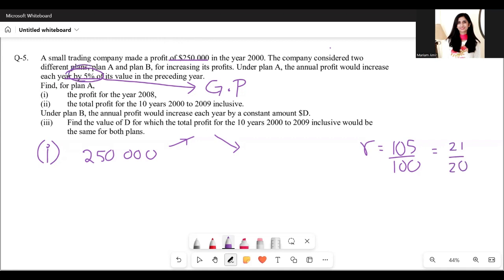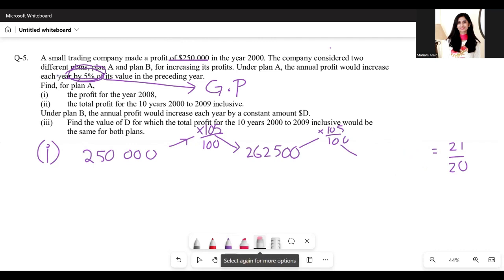Let me recap. It says 5% increase. So 5% increase means 105% of the previous value. If you multiply 105% with the previous value, you get a 5% increase. Let me see what that comes out to be: 250,000, I'm getting 262,500. And again, if you multiply 105% with that, or 21 over 20, you get 275,625.